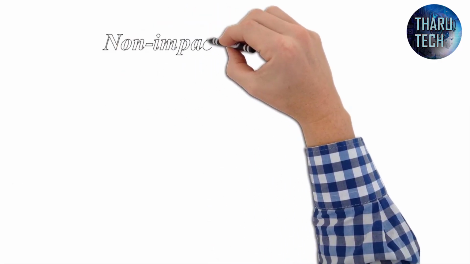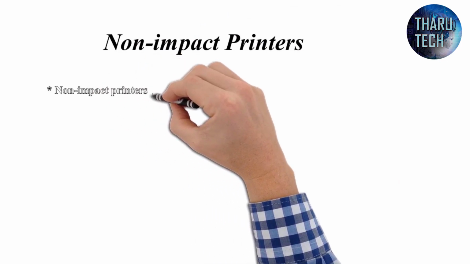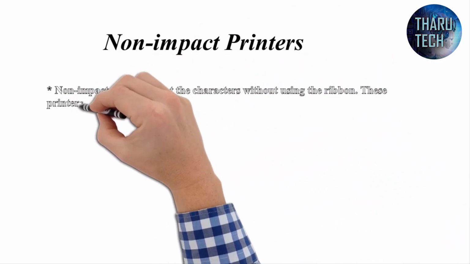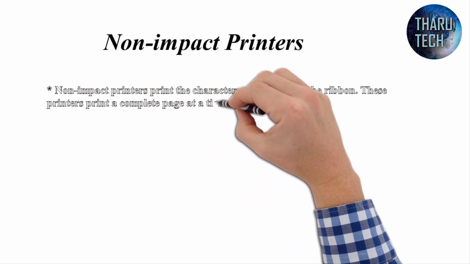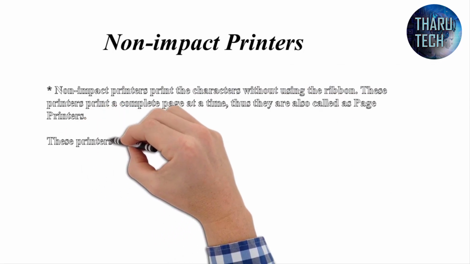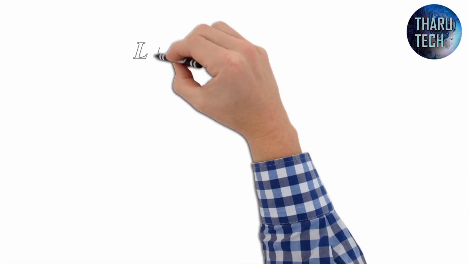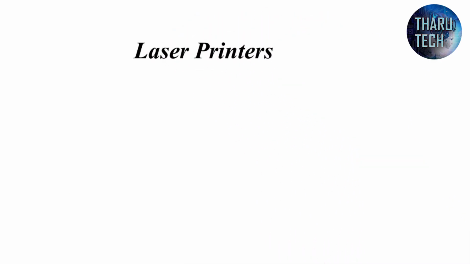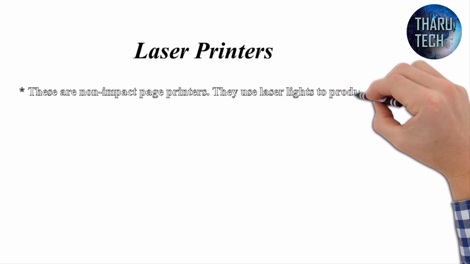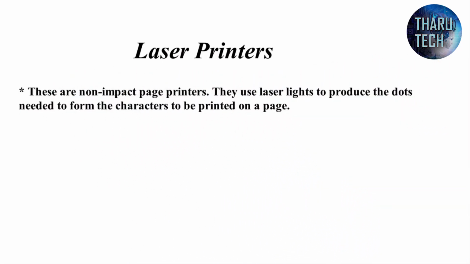Non-impact printers. Non-impact printers print the characters without using the ribbon. These printers print a complete page at a time, thus they are also called page printers. These printers are of two types: laser printers and inkjet printers. Laser printers. These are non-impact page printers. They use laser lights to produce the dots needed to form the characters to be printed on a page.